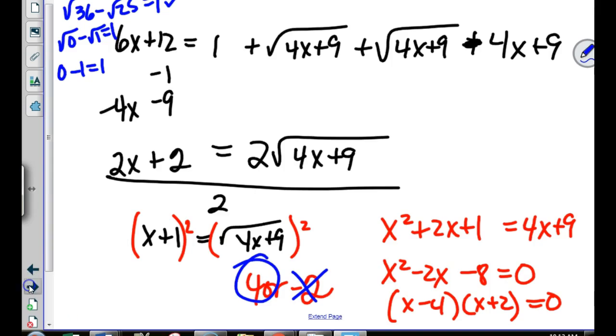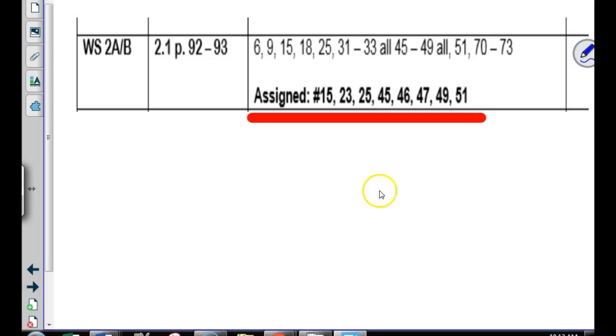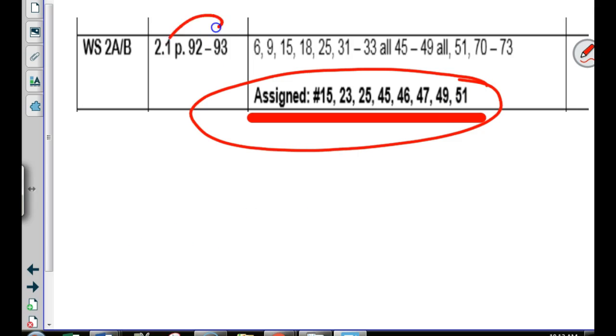So your assignment is these problems on page 92. There are 1, 2, 3, 4, 5, 6, 8 of them. Have a great long weekend.